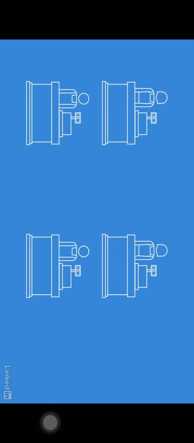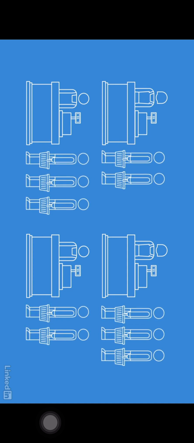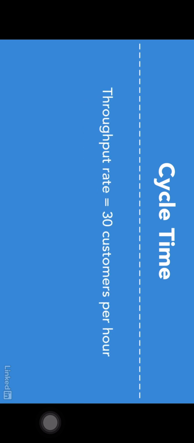Let's say there are 4 checkout registers and an average of 10 customers pay and leave the store every 20 minutes. Then the cycle time for the grocery store is 20 divided by 10, which is 2 minutes. So customers are leaving at the rate of 1 every 2 minutes. On a per hour basis, that rate is 30 customers per hour.